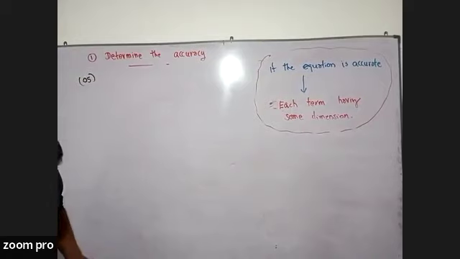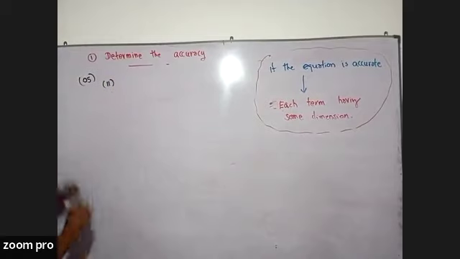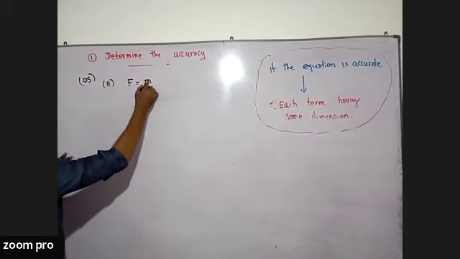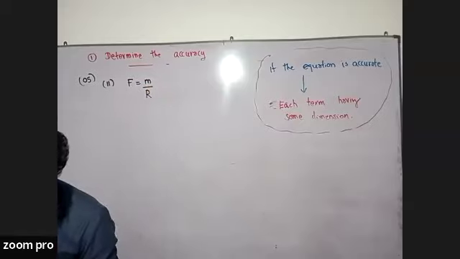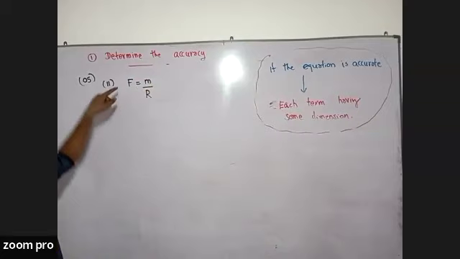First of all, find the accuracy of the second equation, that is F equals M over R. Each term is as defined here: F means force, M means mass, and R means length.